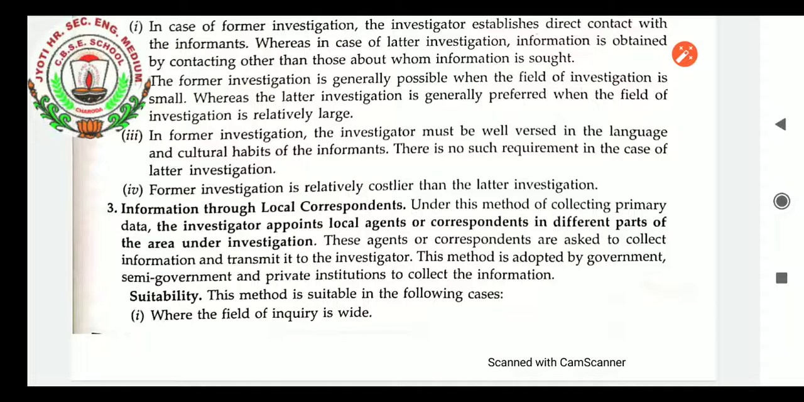Under this method of collecting primary data, the investigator appoints local agents or correspondents in different parts of the area under investigation. These agents or correspondents are asked to collect information and transmit it to the investigator. This method is adopted by government, semi-government and private institutions to collect information.